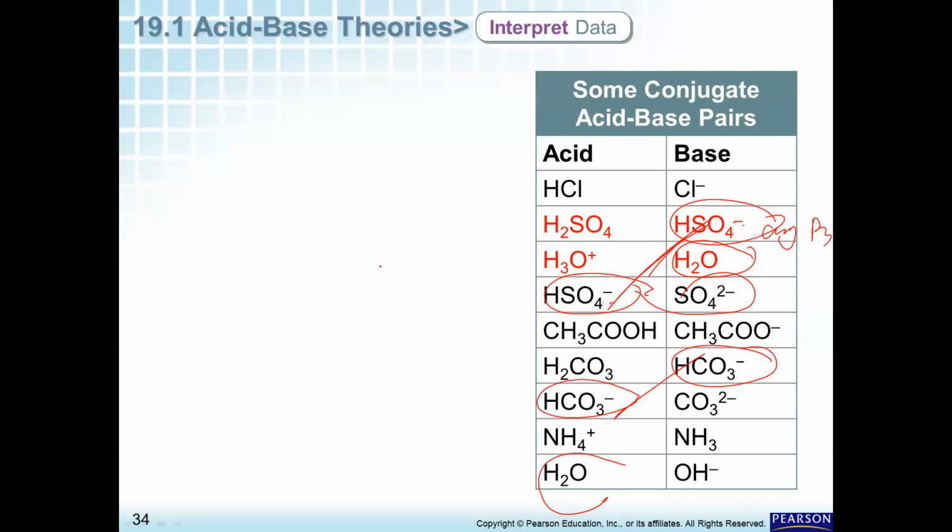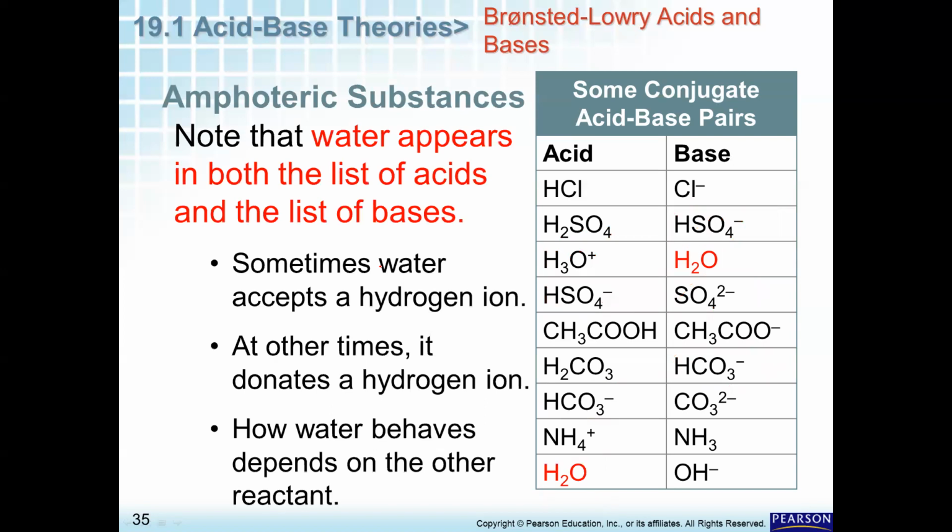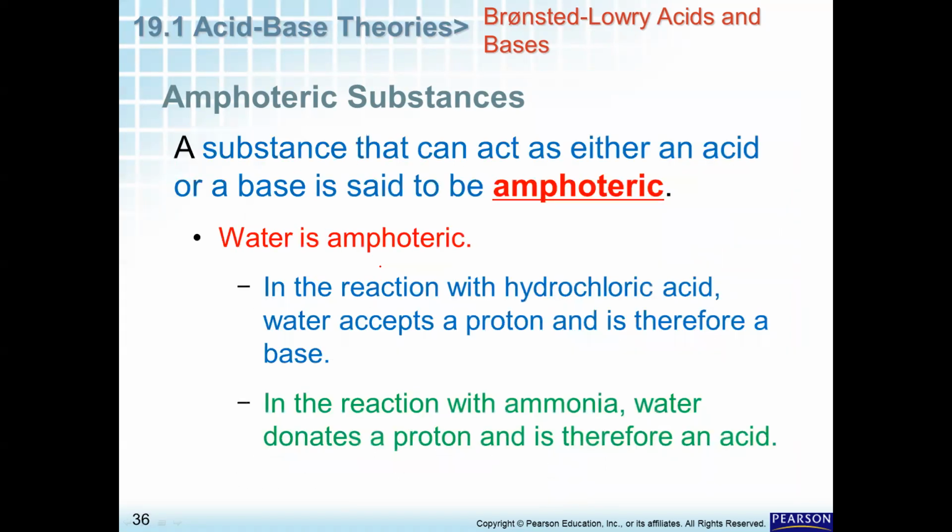The water is the most famous one, but there are some others, as I mentioned over there. So a substance that can act as either an acid or a base, depending on the situation, we call an amphoteric material. So water is amphoteric. In the reaction with hydrogen chloride, water accepts a proton, therefore it's a base. When it reacts with ammonia, it was what? It was giving a hydrogen, that's why it was acting as an acid. So water here reacts with hydrochloric acid, then it will become a base. Whenever it reacts with ammonia, which is a base, it will act as an acid.